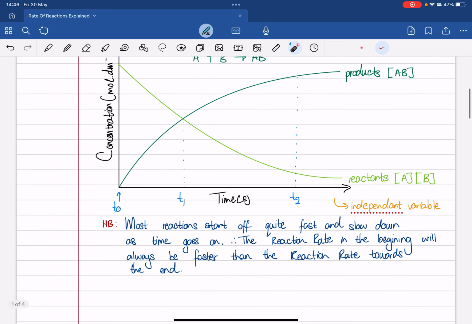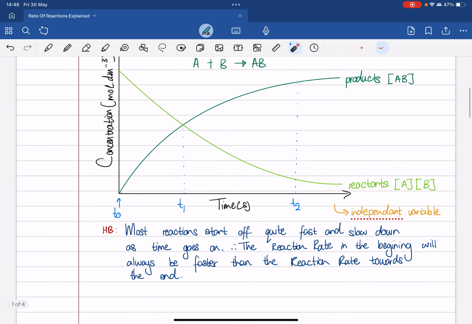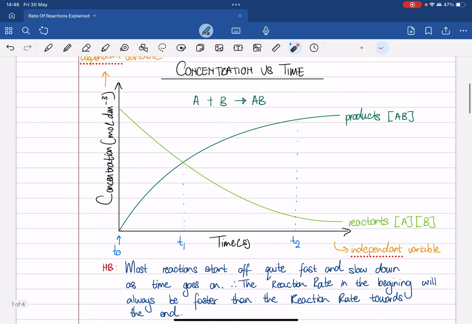I wrote down a statement here which is quite important. It says that most reactions start off quite fast and slow down as time goes on. Therefore, the rate in the beginning will always be faster than the rate towards the end. So what does that mean for us? That means that between time 0 and, for example, time 1, if you're looking at the products or even the reactants, the reaction is happening quite quickly. It is fast. So if we were to calculate that rate or that gradient between those 2 points, we would get a very high value, right? Because the reaction is starting off.